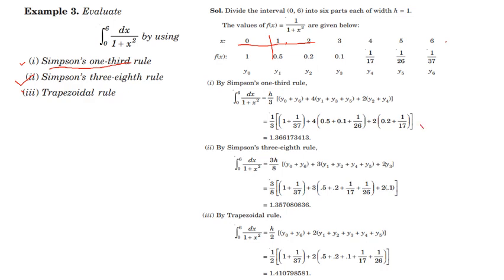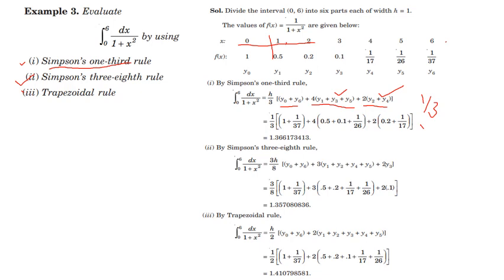y0 plus y6 plus 4 into y1 plus y3 plus y5 plus 2 into y2 plus y4. So how can you write this? You can write this as the first term plus the last term plus 4 into all the odd terms plus 2 into all the even terms. This is for the one-third rule.